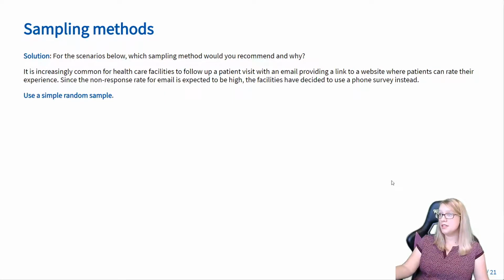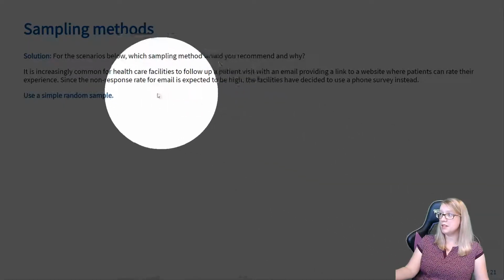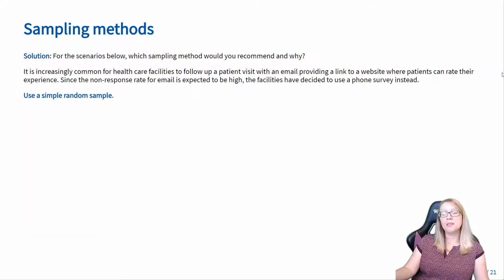Here's our second example. This is the email phone survey link that we've seen before. We can still use a simple random sample here. In order to use a simple random sample, we need what's called a sampling frame. We need a list of all of the members of the population that we can choose from completely at random to generate our sample. If we're looking at, say, customer data or patient data where we have electronic health records, we can generate that list of customers or patients and take a simple random sample fairly easily. So even though non-response may be a problem, we still want to go down that simple random sample route.